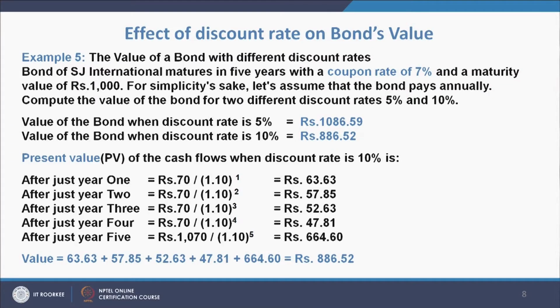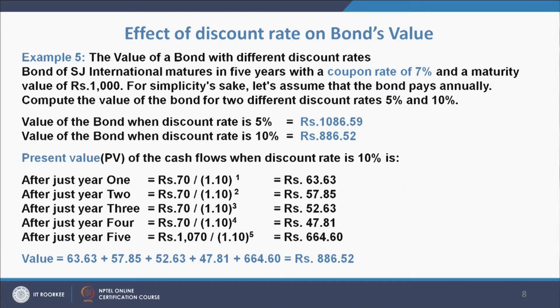So, let us see here the present value of the cash flow when the discount rate is 10%. This can be calculated from first principles. The interest at the end of the first year is 70, and its present value is calculated by dividing it by 1.10 to the power 1. Here I am taking the discount rate to be 10%, and this is 63.63. Similarly, these values can be converted to their present value. So, it comes out to be rupees 886.52 and this is for discount rate 10%.